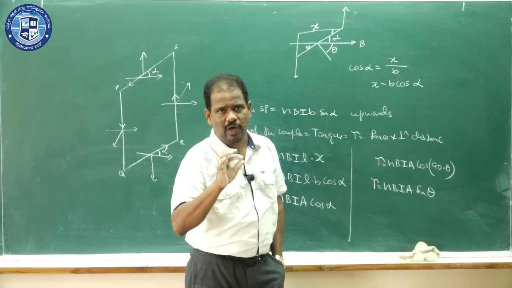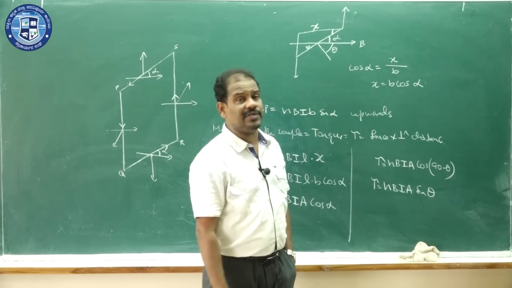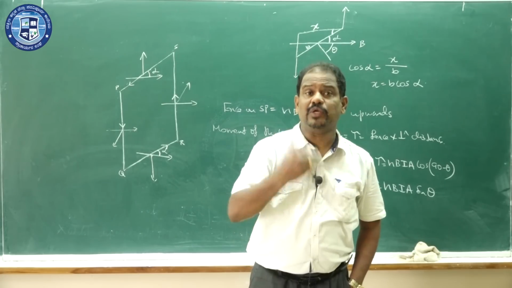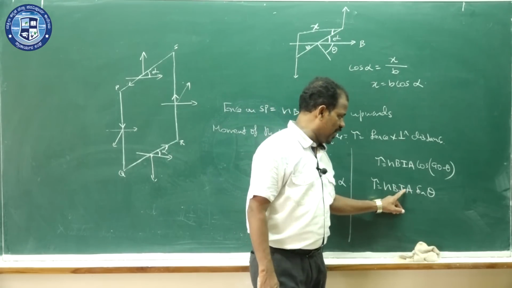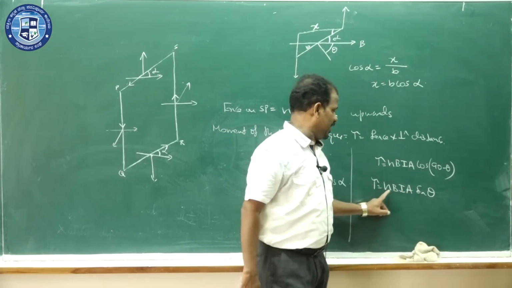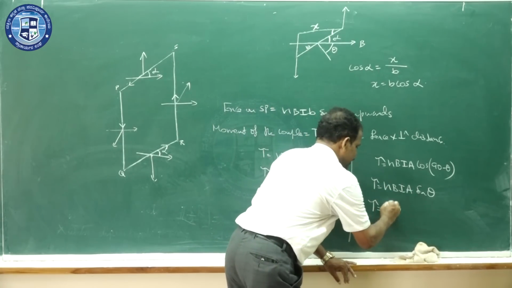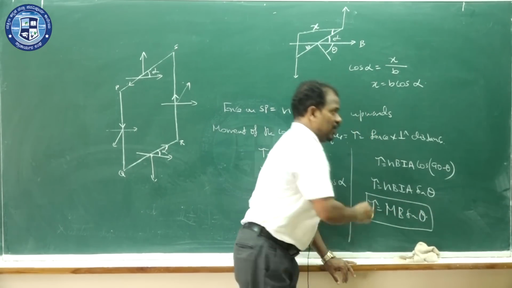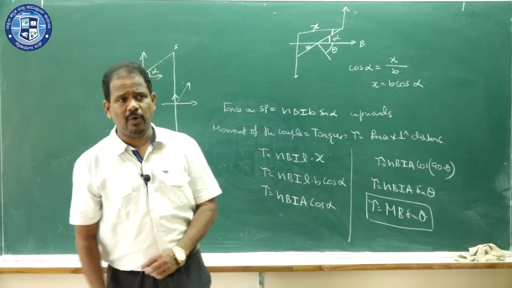So a current carrying coil acts like a magnetic dipole, and the magnetic dipole moment is given by the product of the current, the area of the current loop, and N, the number of turns. Therefore N into I into A, what is I? Current flowing in the coil. A is the area of the coil, and N is the number of turns. Therefore N into I into A is called M. What is M? M is called the magnetic dipole moment.